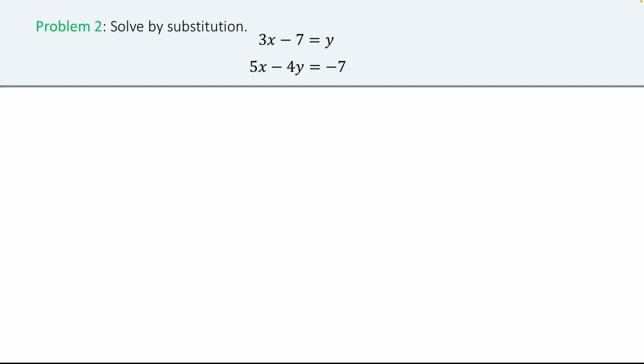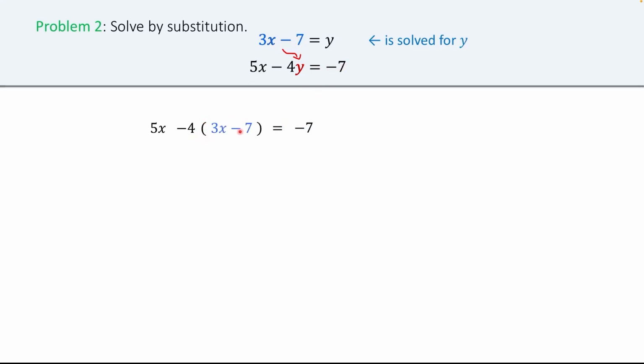Next, I am going to solve this system. In this system, you see that in the first equation, y is isolated. That is, this equation is solved for y. Y is equal to 3x minus 7. What you need to do is substitute 3x minus 7 for the y in the second equation. You will get 5x minus 4 times (3x minus 7) is equal to negative 7.